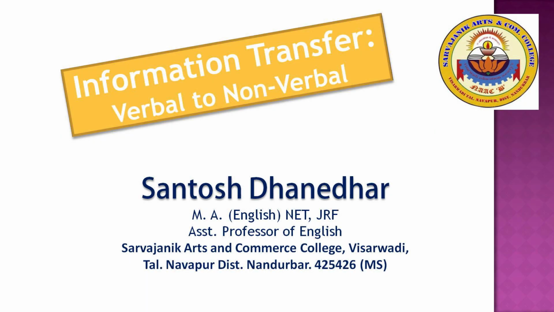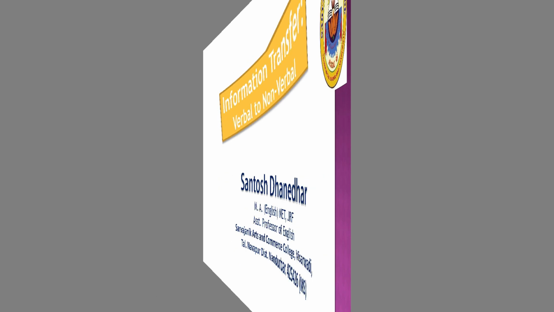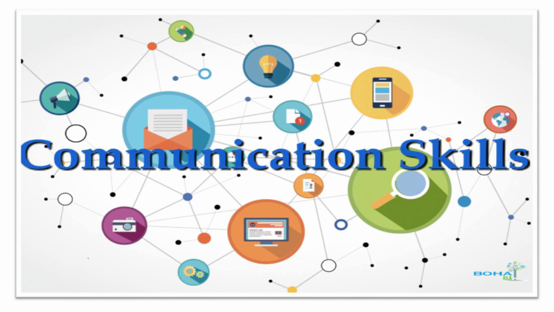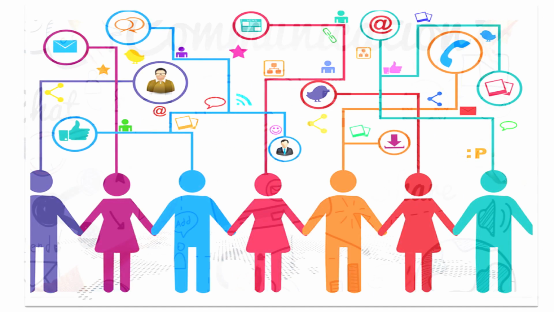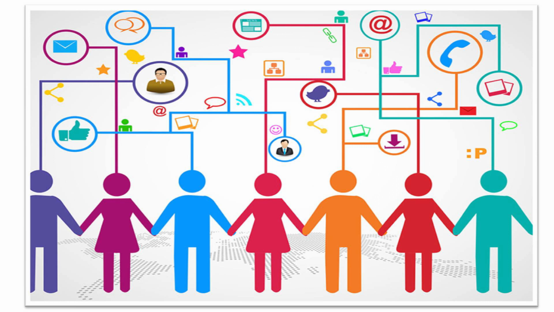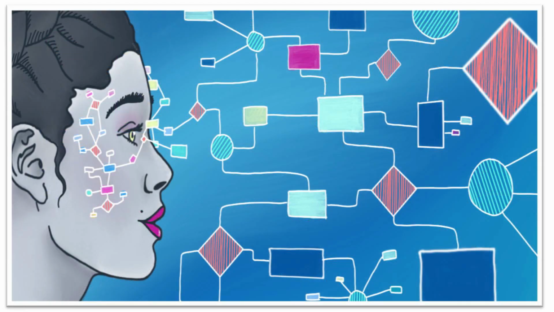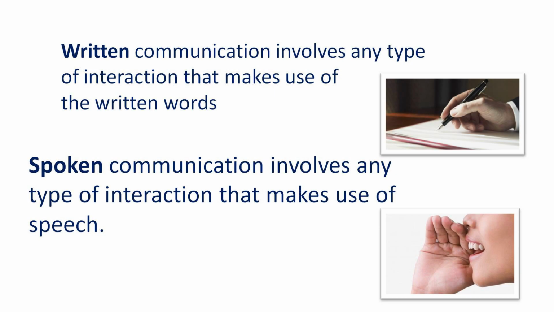I'm Santosh and I have brought another video for you based on information transfer. Communication skills have become basic needs of human beings in the 21st century. Communication skills are needed to speak appropriately with a variety of people. It happens in three ways: verbal, non-verbal, and visual. Communication is divided into two parts: spoken and written.